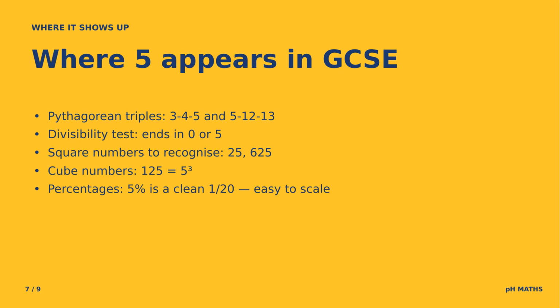Where 5 actually shows up in your exam: Pythagorean triples, 3, 4, 5 and 5, 12, 13, the divisibility test, number ends in 0 or 5, square numbers to recognize, 25 and 625, cube numbers, 125 is 5 cubed, and percentages. 5% is a clean 1 over 20, which makes scaling up to 10% or 15% trivially fast in mental arithmetic.